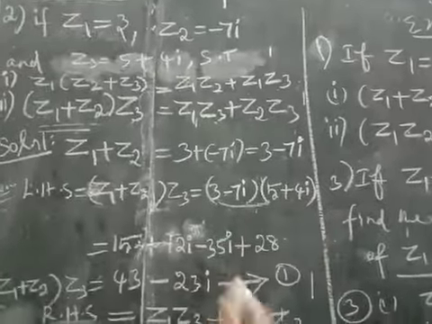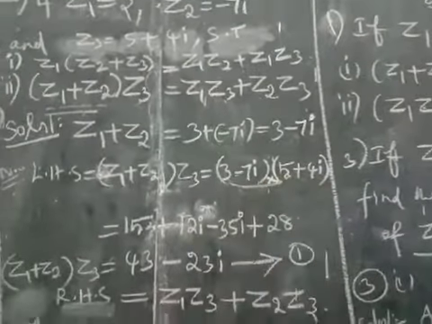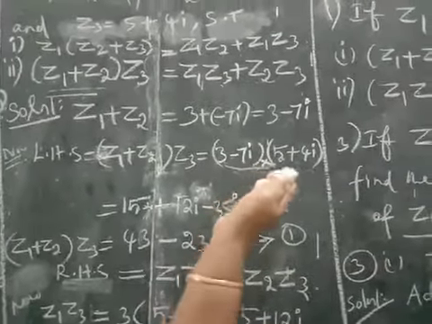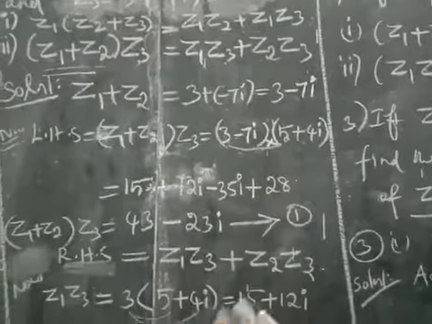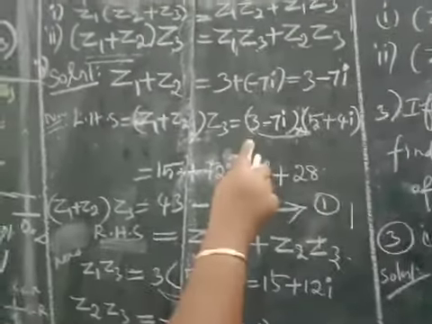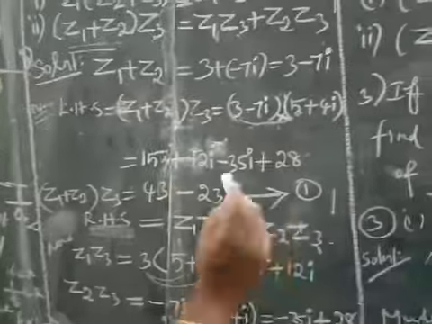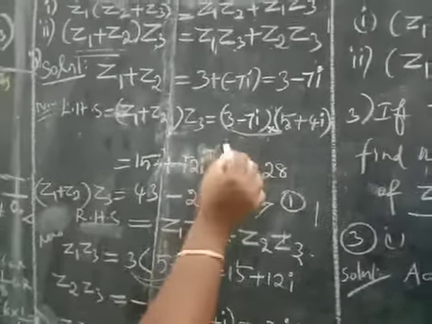This is nothing but what? Product of two complex numbers. You know how to find the product of two complex numbers because in the last exercise we have learnt it, isn't it? Okay. Now we'll multiply this one.